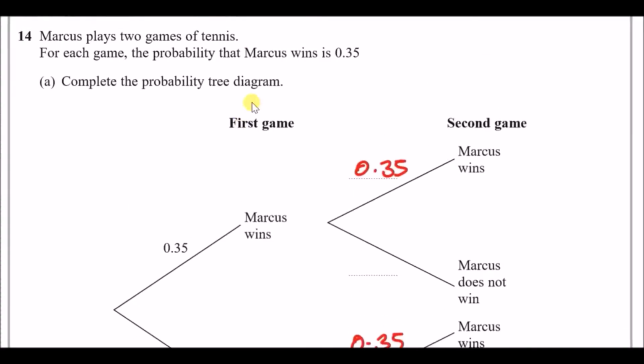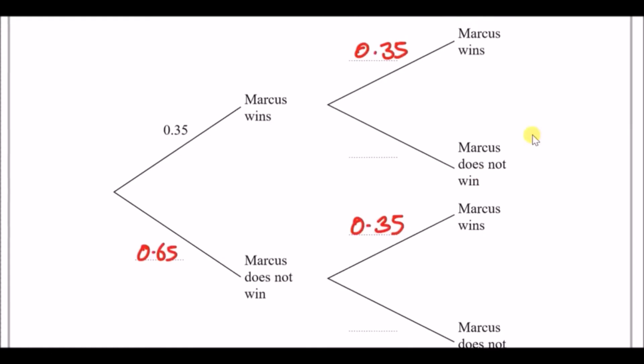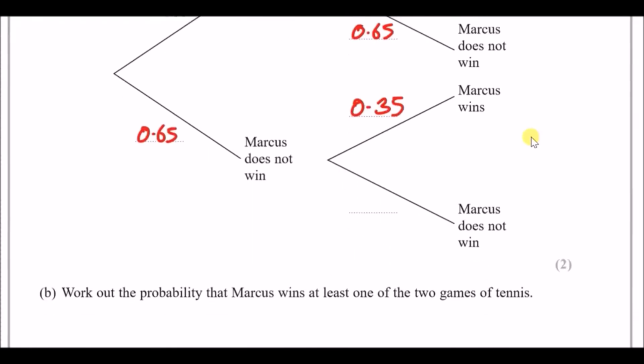Now, this means that the probability of him not winning, in other words, losing, will be 0.65. Why? Because all probabilities must add up to 1. Okay, so that means the rest will be 0.65. Yeah, and that's it. That's 2 marks right there.